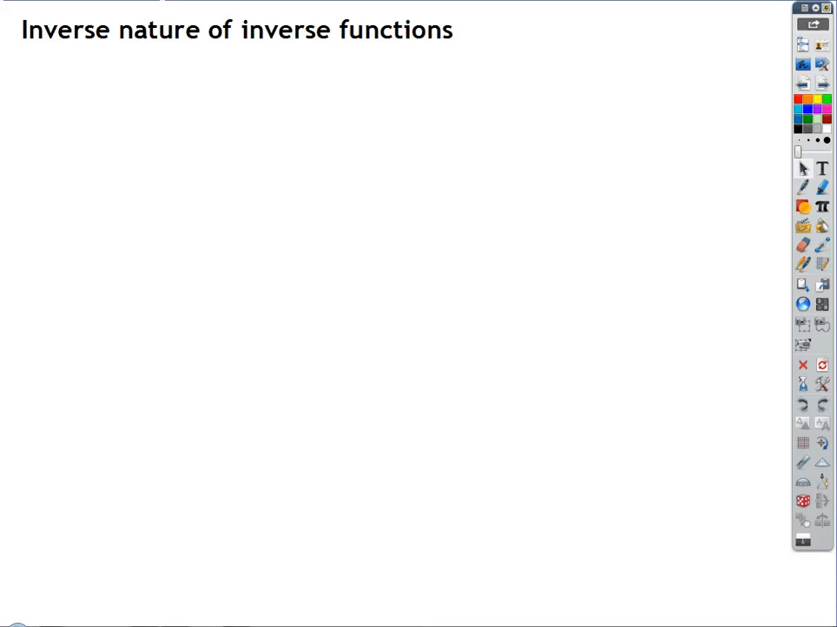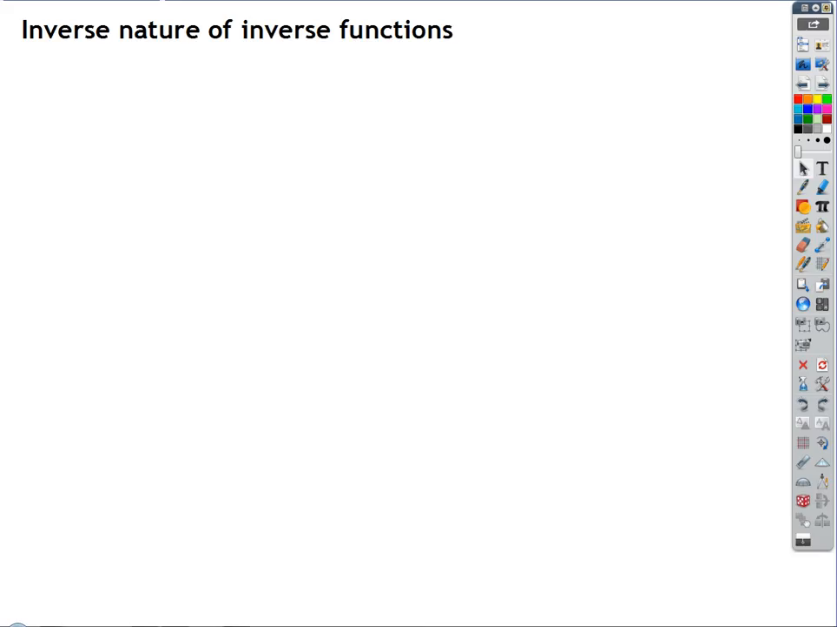Okay, so if a relation has an inverse, in order for that inverse to be a function, what has to be true of the original relation? What test does it have to pass so that its inverse will be a function? The horizontal line test, right? Okay, that's going to make more sense very shortly.